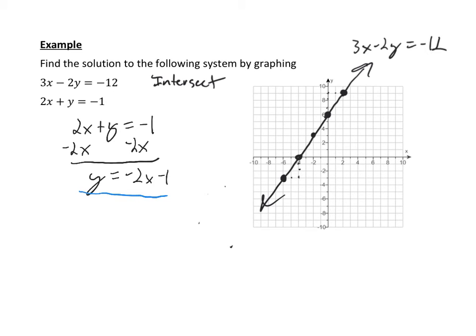So if I graph that, the y-intercept is negative 1. And negative 2 is the slope. That's telling me to go down 2 and run 1.